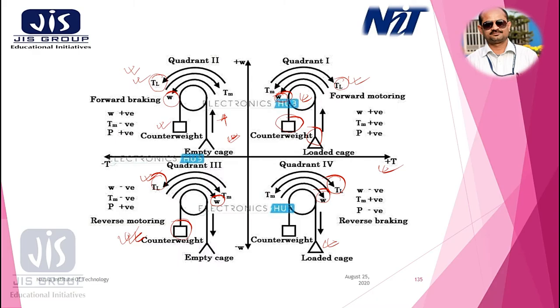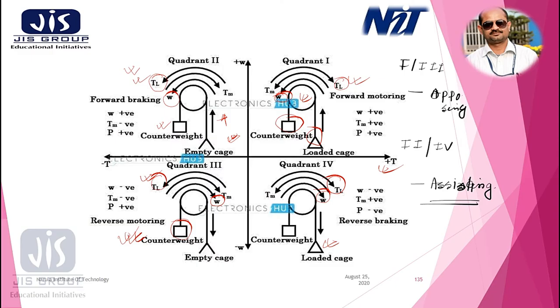So in quadrants 1 and 3, it is opposing, whereas in quadrants 2 and 4, it is assisting. So this is the interesting fact. When the load torque is assisting the motor rotation, it means an active load is there. So the motor is in regeneration mode. And we have to provide a mechanical brake to obtain the steady state, that is, to fulfill the condition TM equals TL.